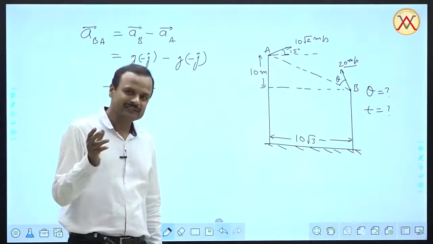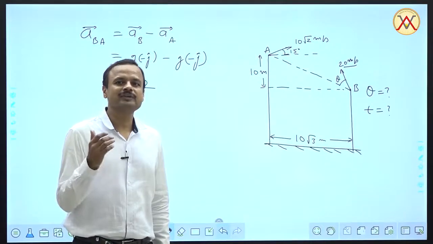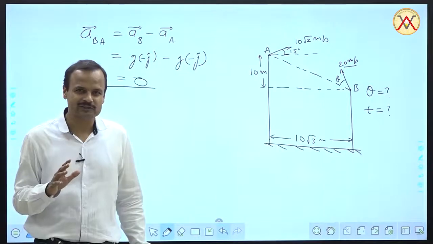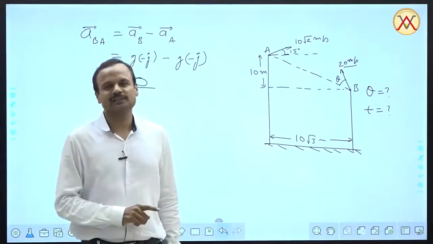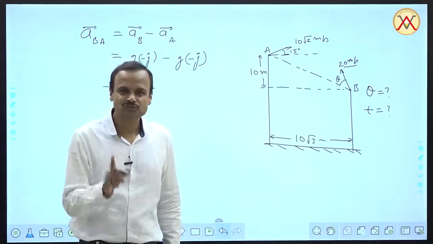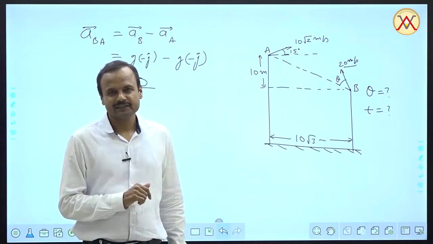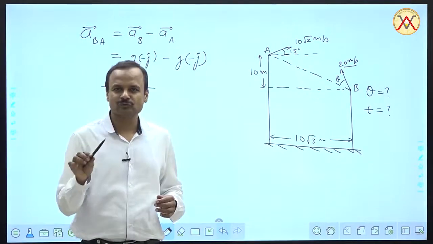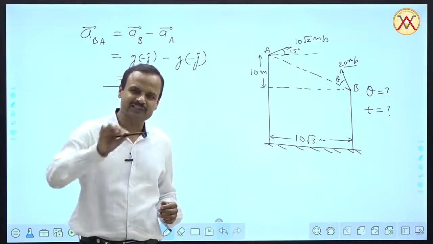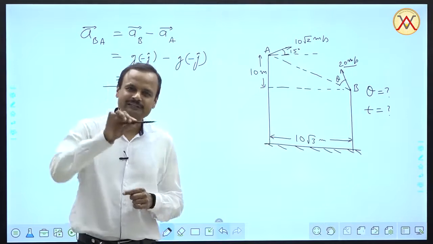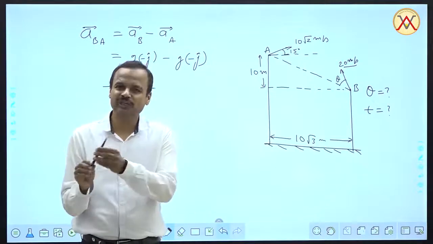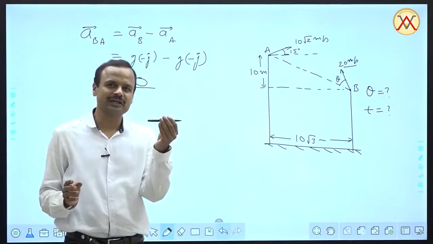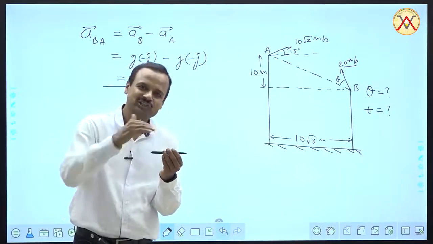Now if velocity is constant, what will be the trajectory? If a particle is moving with constant velocity, the only possible trajectory is a straight line, isn't it? Because if it changes the direction of motion, if it doesn't move in a straight line, obviously the velocity has changed because the direction of velocity has changed. Even if it maintains its speed and moves in a curvilinear path, the direction has changed.